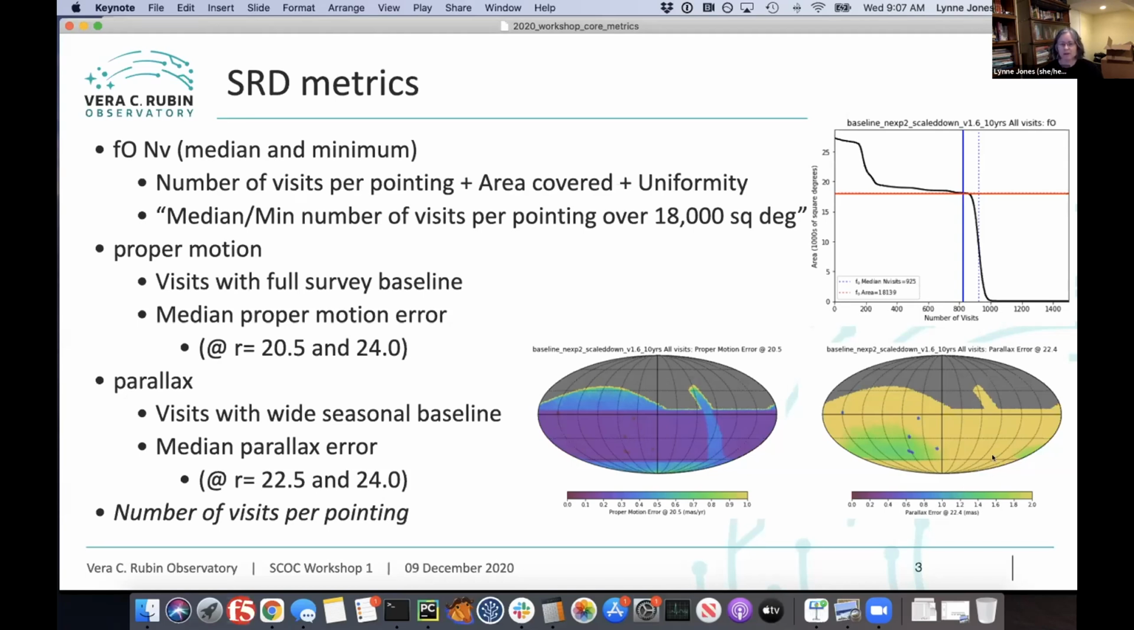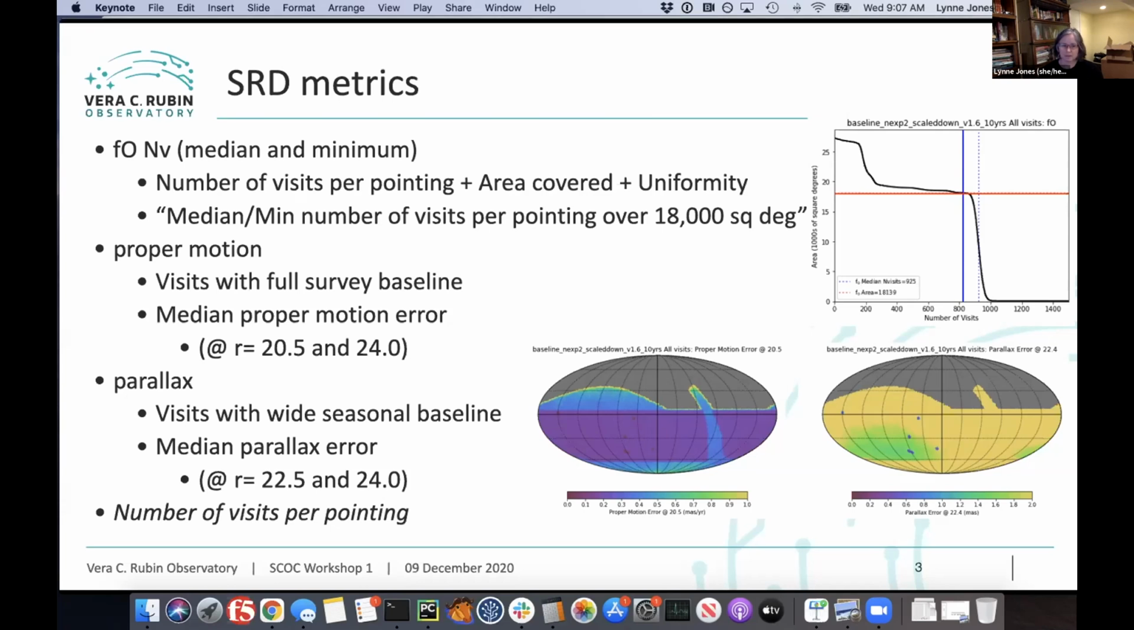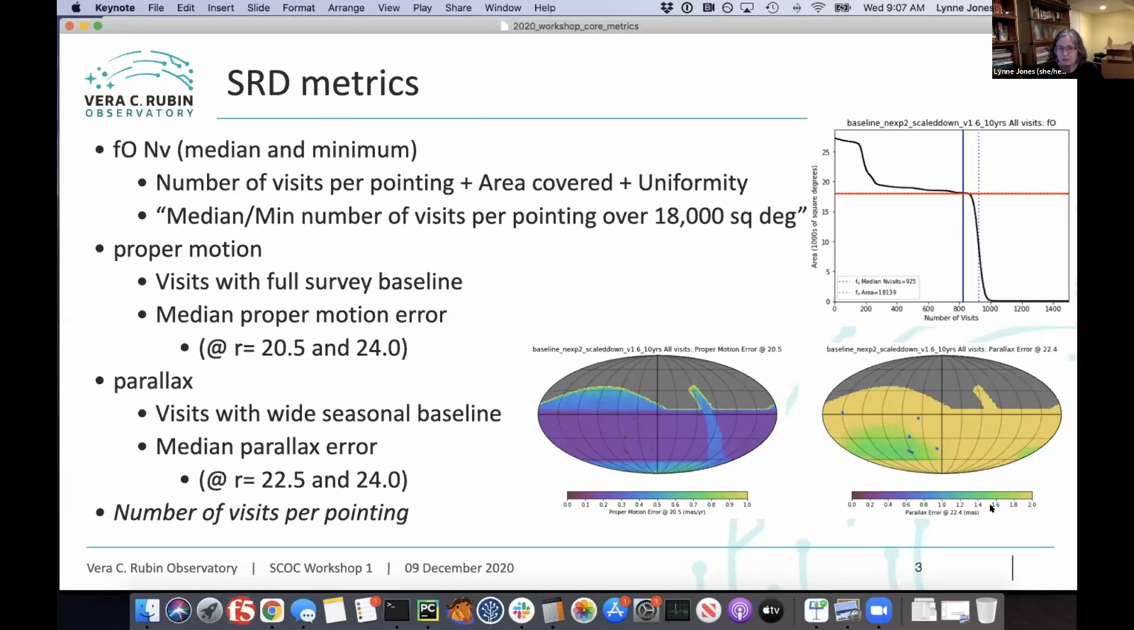So when we're comparing against multiple different simulations, of course, we can't compare these plots so easily. So what we do is just take the median value of the proper motion error, the median value of the parallax error, and then basically where these lines intersect for the FOMV.